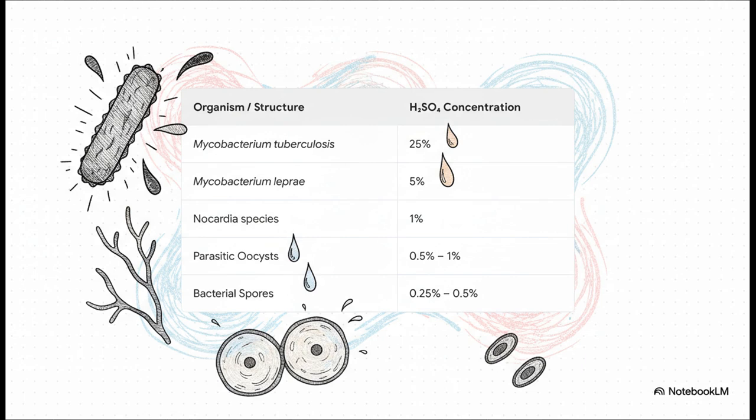But then you have M. leprae, the bug that causes leprosy. It's less acid-fast. Its raincoat is a bit thinner, so we only need a 5% acid. And for even weaker guys like nocardia or those parasitic oocysts, we dial it way down to just 1% or even less. Knowing these different concentrations, trust me, it's a classic exam question.